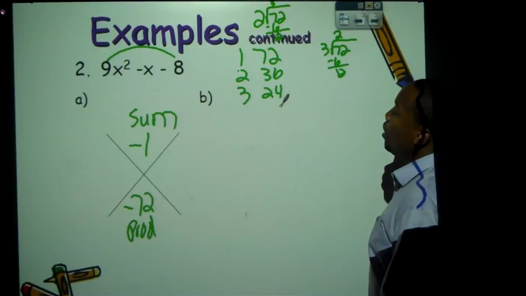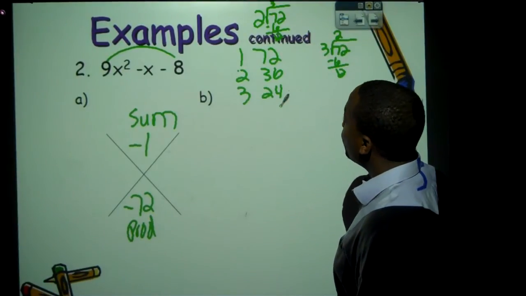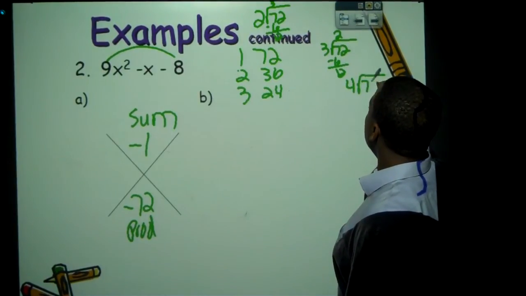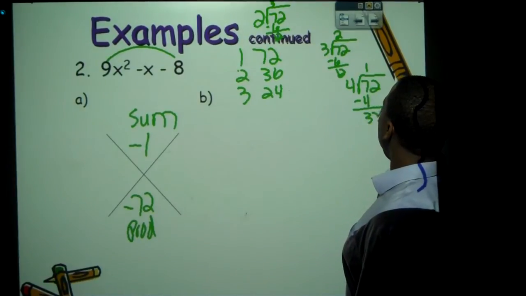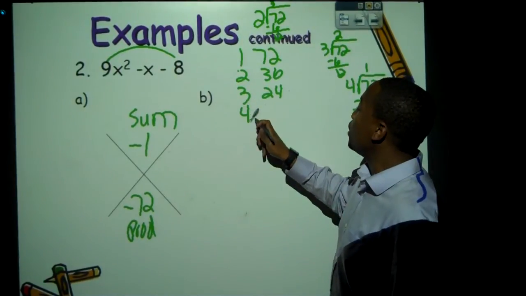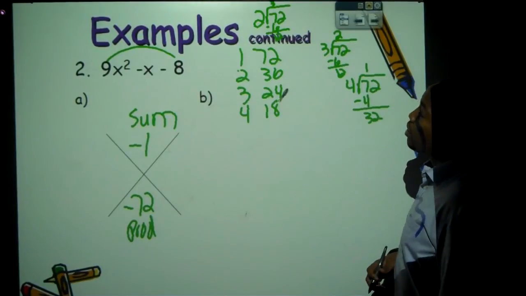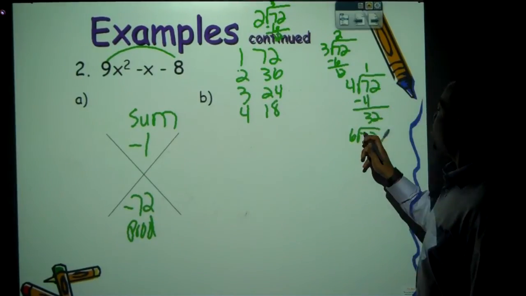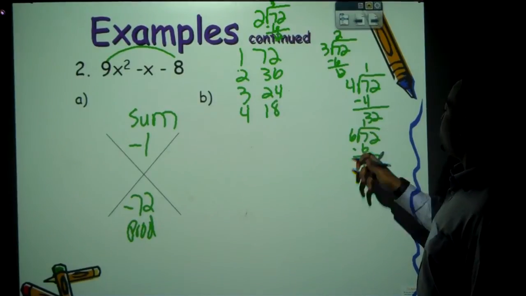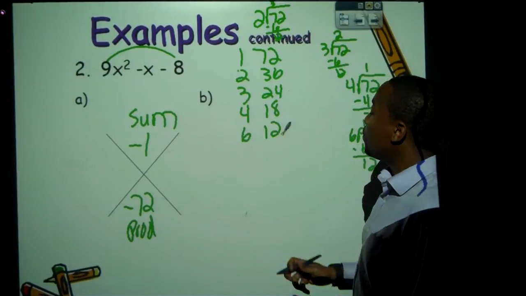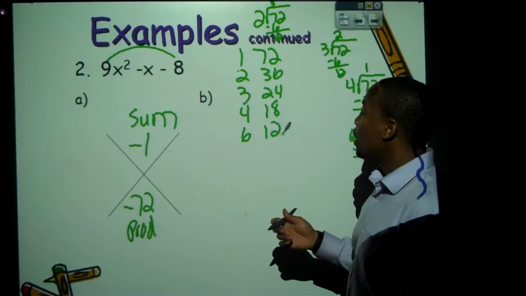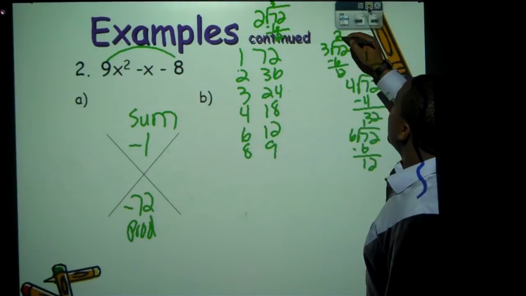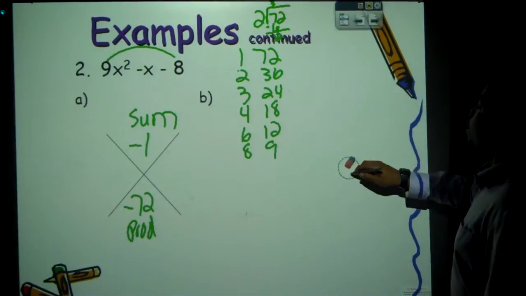What's left? 4. Can 4 go into 72? Not sure. I don't think so. Yeah, actually I think it does. 4 goes into 72, so that's 18. 4 and 18. What's left? 5. No. 6. 6 goes into 72. Yep. So that's 12. 6 and 12. And then what's left over? 7. No. 8. 8, 9. So, let me go ahead and erase this part right here. These are all the factors of 72.